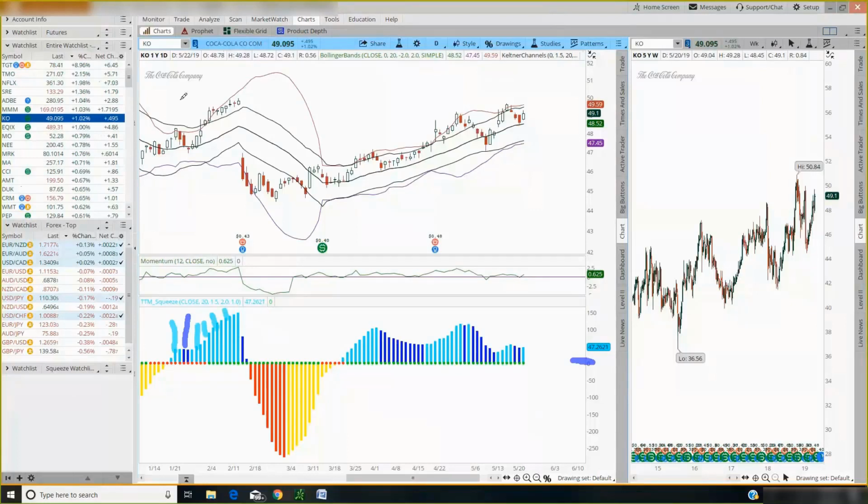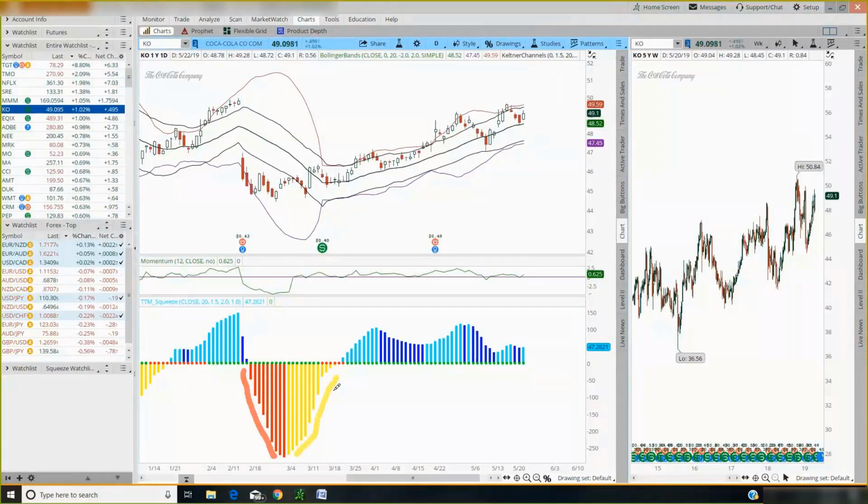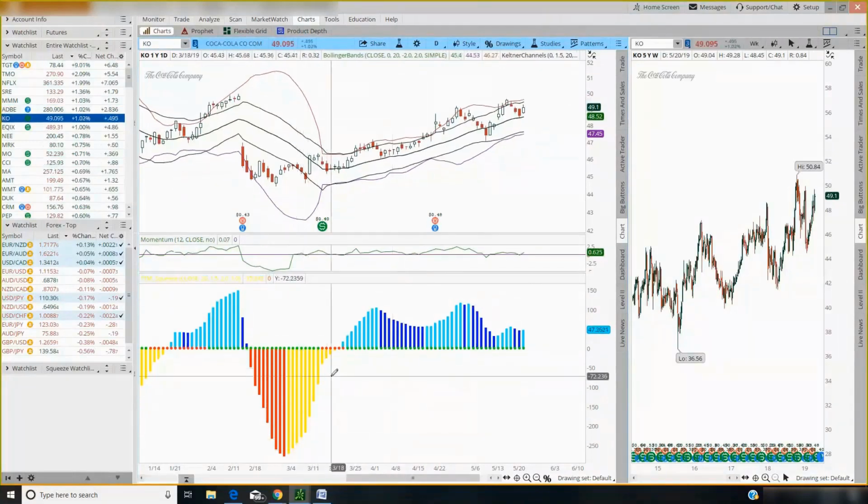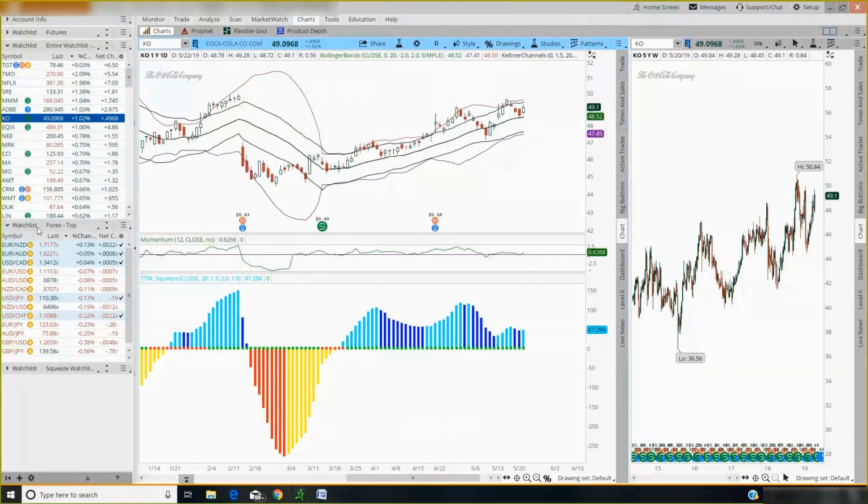Okay, now let's look at the red. The red is bearish momentum. Okay, it's underneath the zero. When it turns to yellow, it's still bearish momentum, but it's decreasing bearish momentum. So the bearish momentum is weakening. Okay? That's the colors. Baby blue, dark blue, red, yellow. Very eye-appealing.